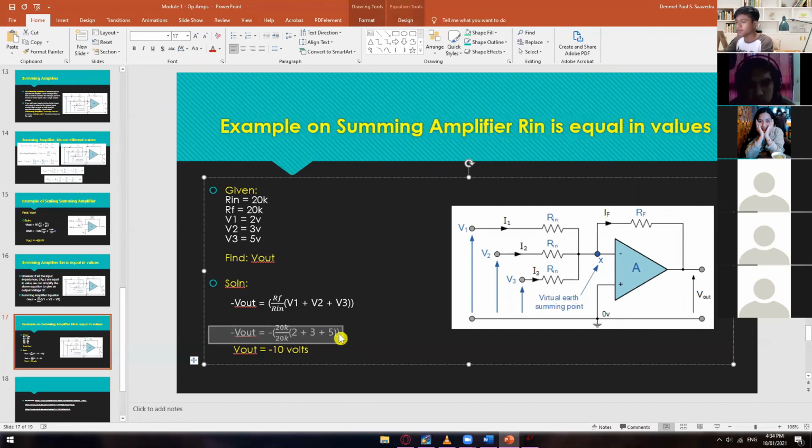So if you're going to simplify this one, you can start here or start here, so anywhere. So I want to start here. So 2 plus 3 plus 5 is 10. And then if you're going to simplify this one, so 20K divided by 20K is 1. So 10 times 1 is positive 10. And then just simply negate that. So that is why we now have negative 10 volts.